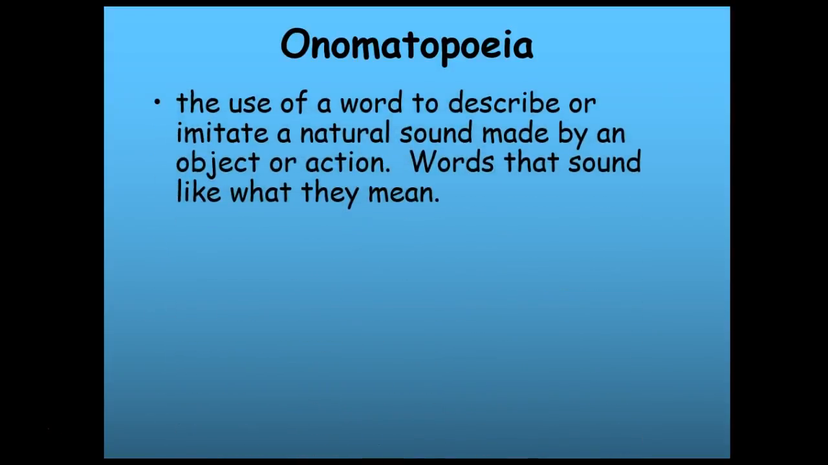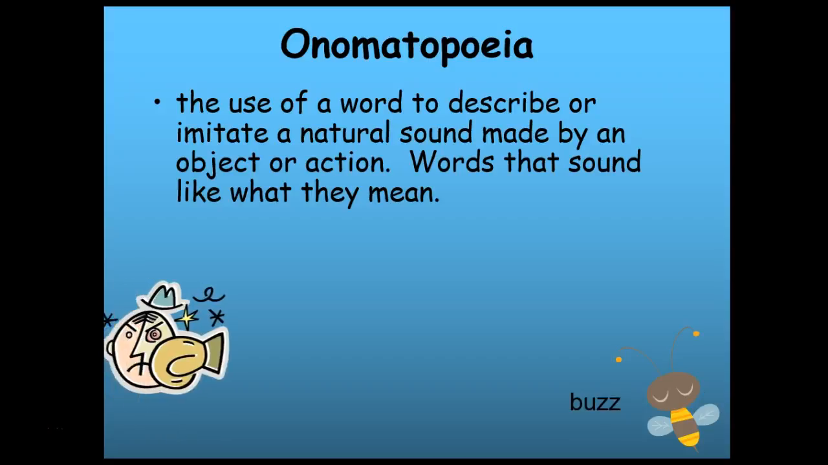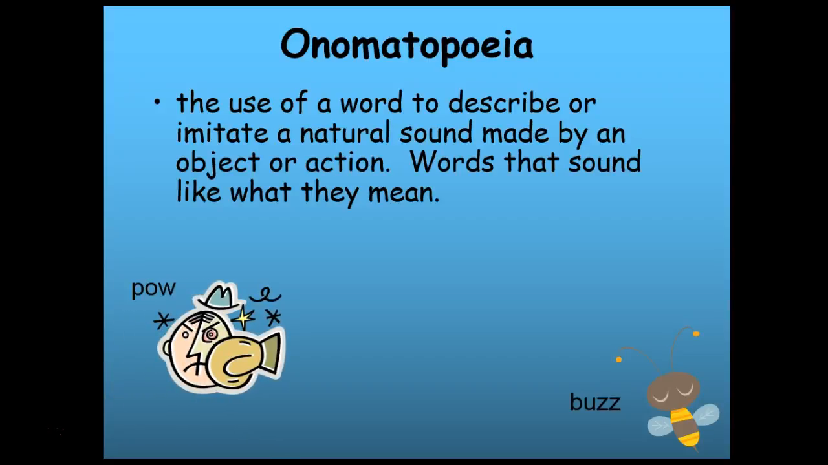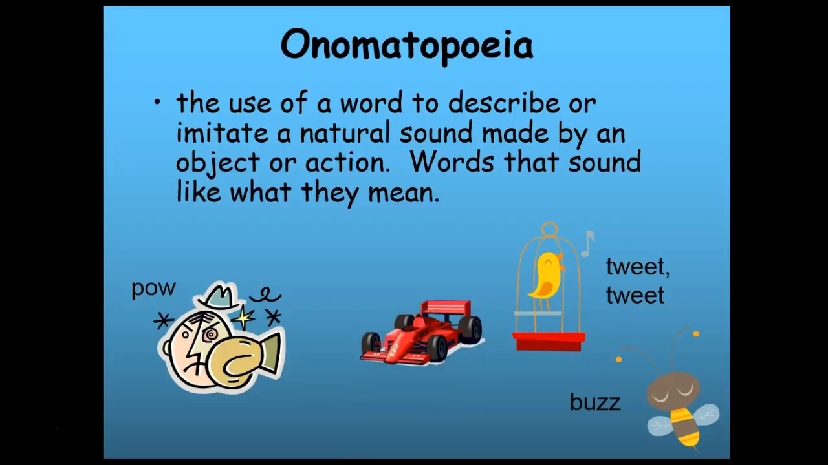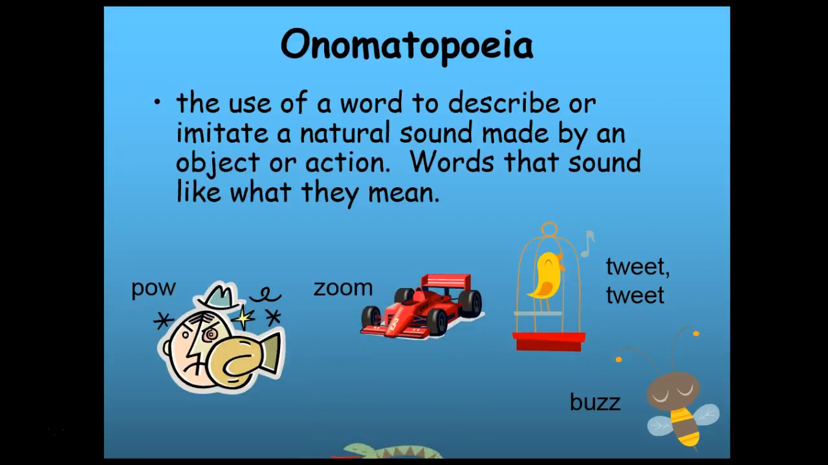Then we have onomatopoeia. That's a fun one to say, not always a fun one to spell. This is the use of a word to describe or imitate a natural sound made by an object or action. They're words that sound like what they mean. So, for example, buzz, like a bee or a fly, or pow, or tweet, tweet, or zoom, zoom. All of these would be examples of onomatopoeia.